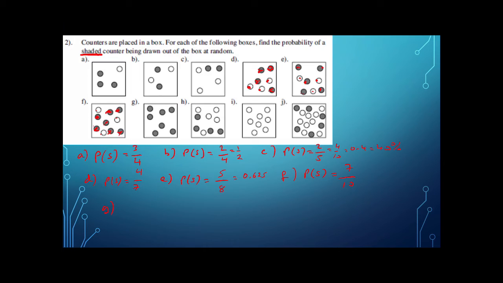G. Now I can see that all of the counters are shaded, so it's absolutely certain when I pick a counter that I will get a shaded one. When something is certain, it has an associated probability of 1.